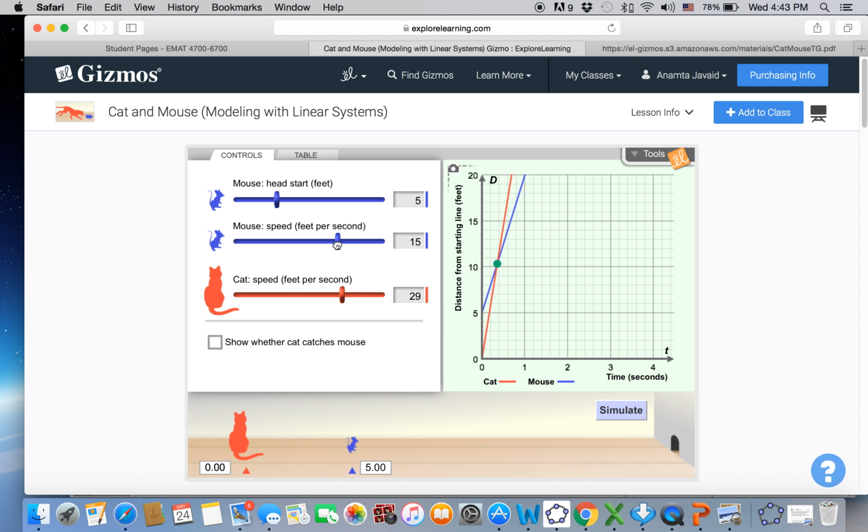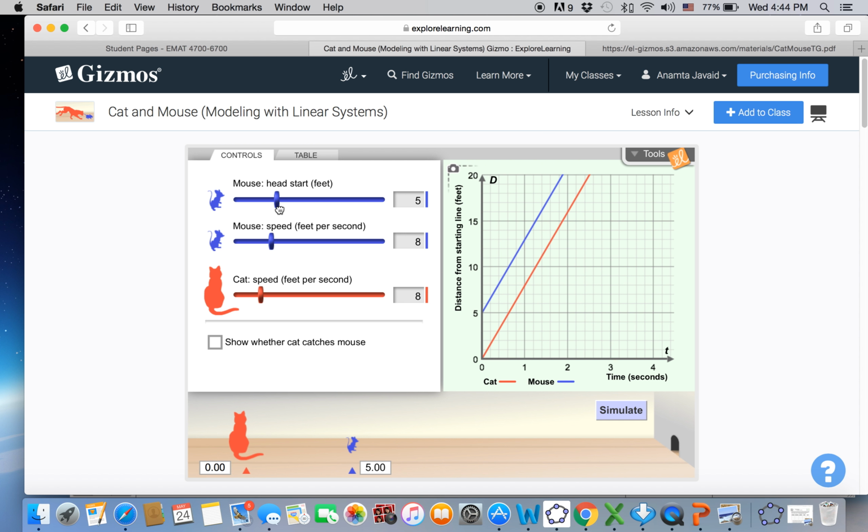And then we have another slider that varies the speed of the mouse and another for the speed of the cat. So the red graph represents the motion of the cat, and the blue graph represents the motion of the mouse, sorry. So in the form of exercise, I want the kids to explore this gizmo and see how these sliders affect the graph in terms of this situation.